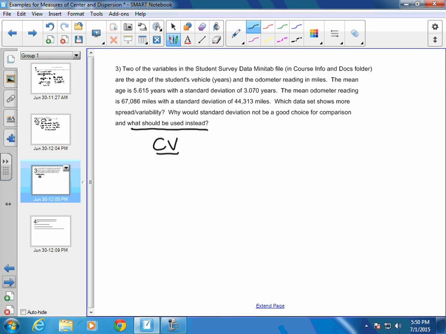Okay, so if we use this CV, basically what you do is you just take your standard deviation and you divide it by the mean. Some people use that as the formula, others multiply by 100% to turn it into a percentage. This is the formula the book does. Minitab will take it and multiply it by 100 to turn it into a percentage.